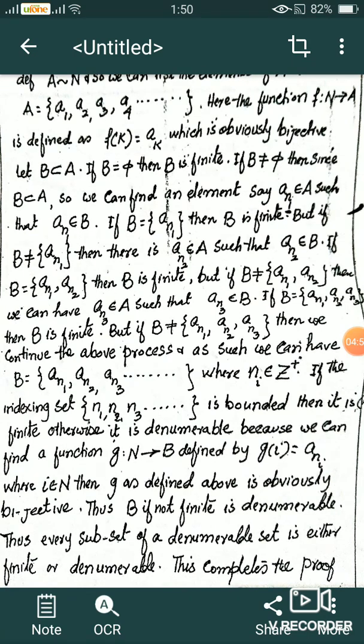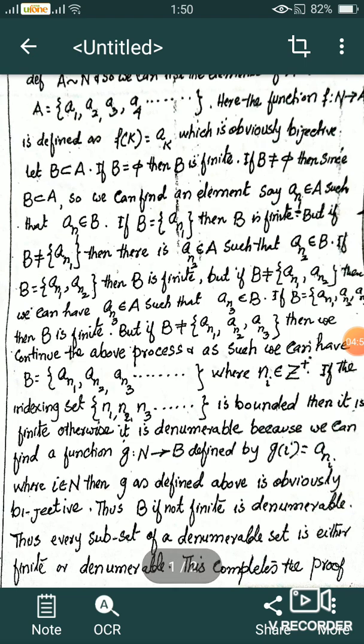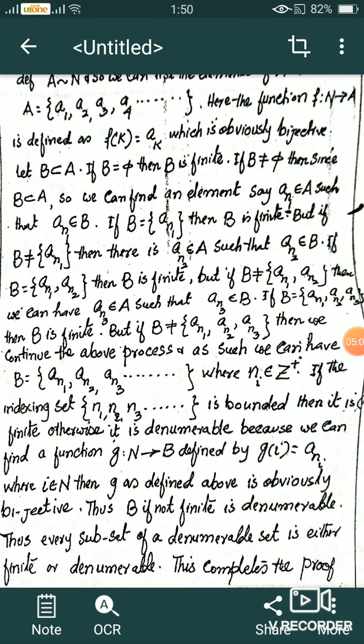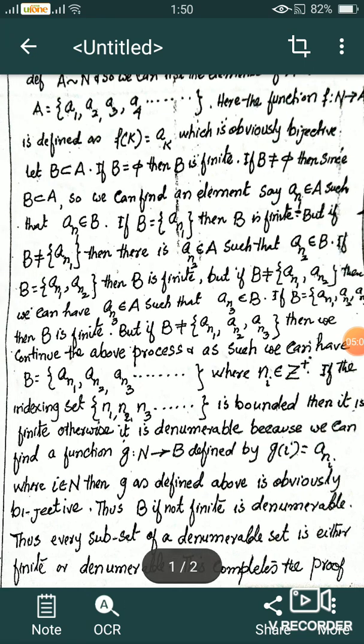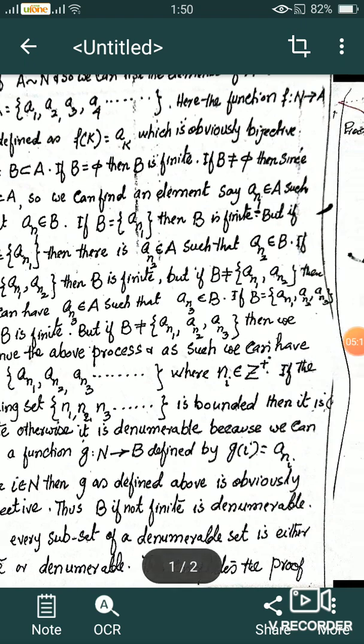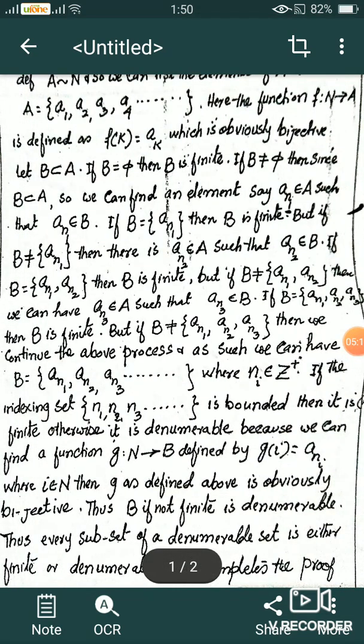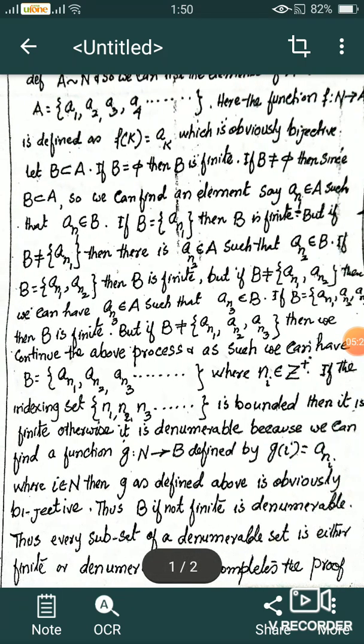We have B equal to {a_n1, a_n2, a_n3, ...} and so on, where ni belongs to Z plus, the set of positive integers. If the indexing set {n1, n2, n3, ...} is bounded, then B is finite, otherwise it is denumerable, because we can find another function g from N, the set of natural numbers, to the set B, defined by g(i) = a_ni, where i belongs to the set of natural numbers. Then g as defined above is obviously bijective.